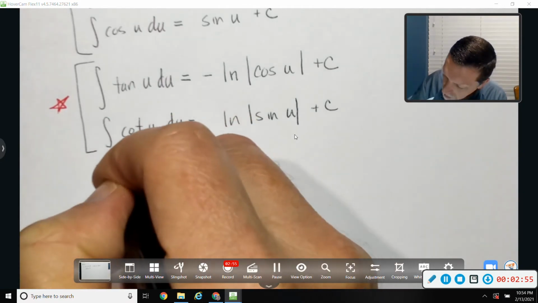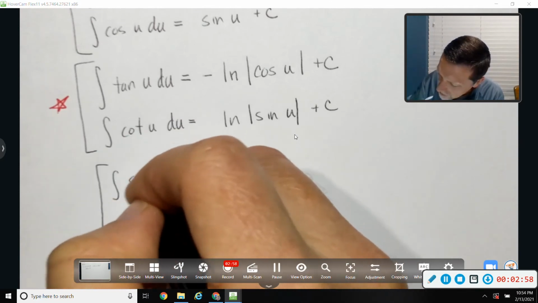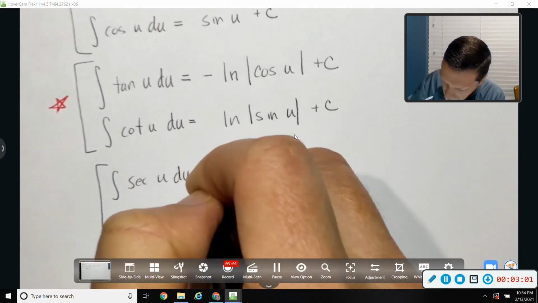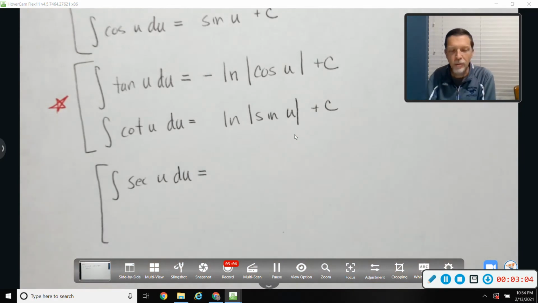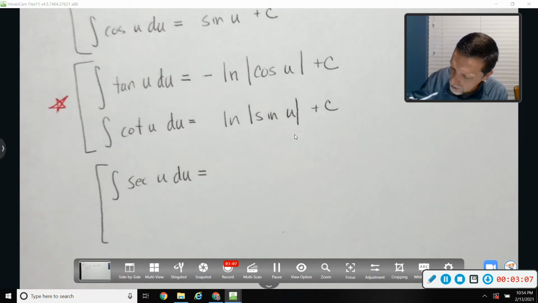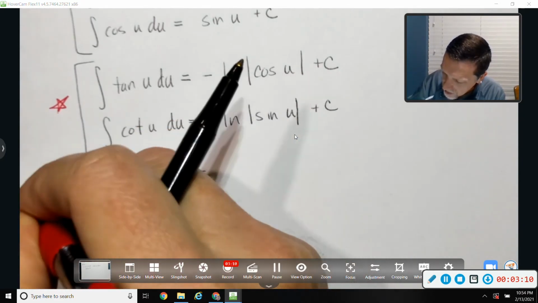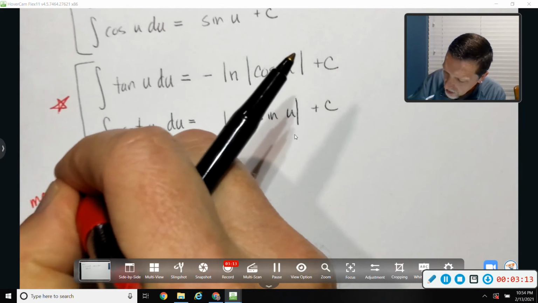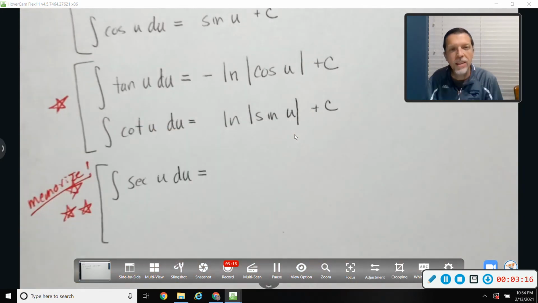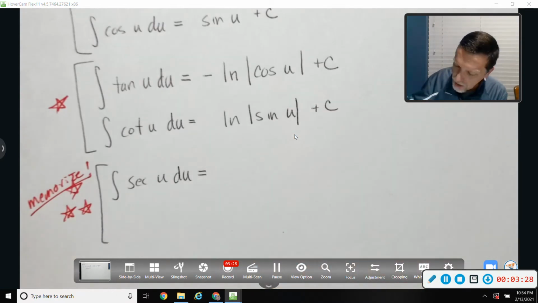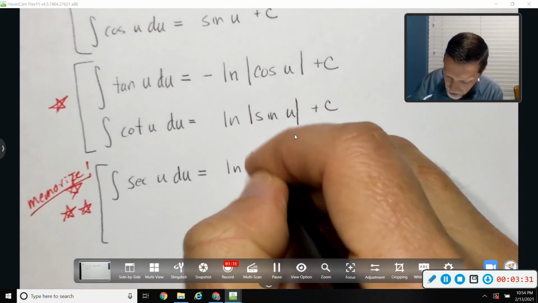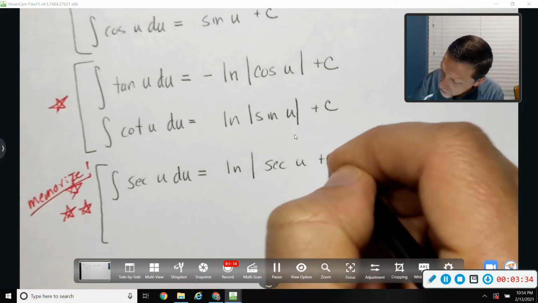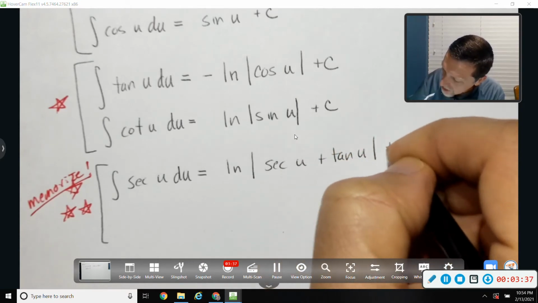The next two, the antiderivative of secant. There is a way to derive this and arrive at the answer, but it's probably not one you want to do. This is probably a memorize situation. Usually we'd rather you understand than memorize, but there's some facts you just got to know, and so this would be one of those things that you need to put on a note card, or whatever method you use to memorize stuff. The antiderivative of secant is natural log absolute value secant of u plus tangent of u plus c.